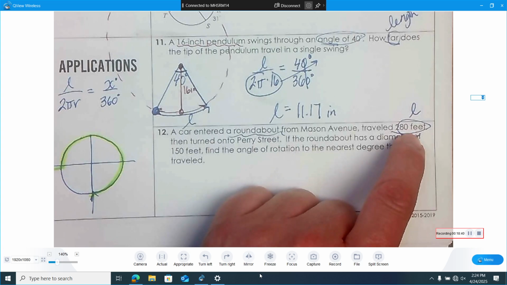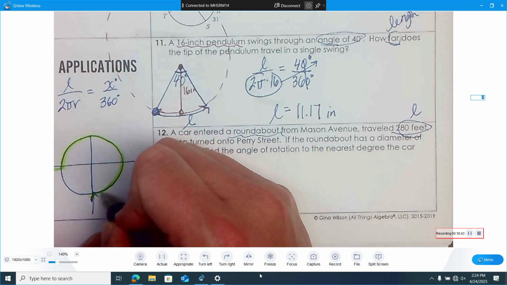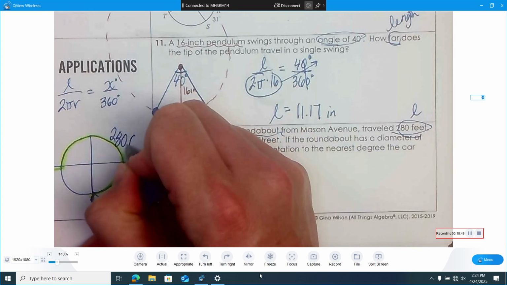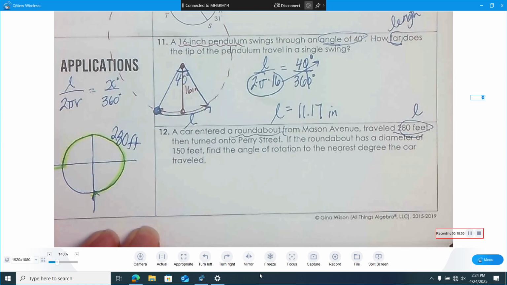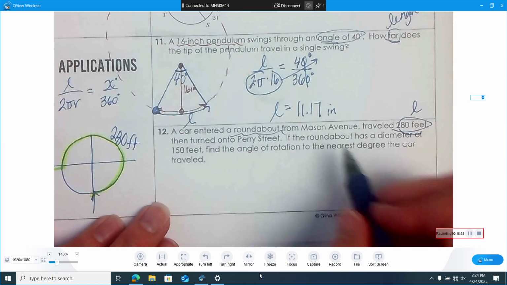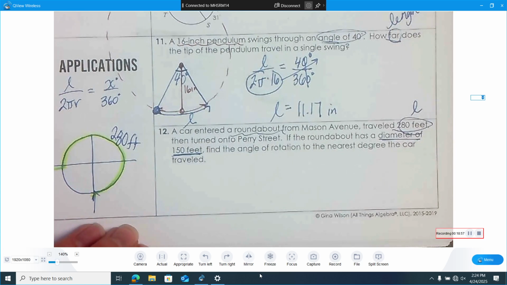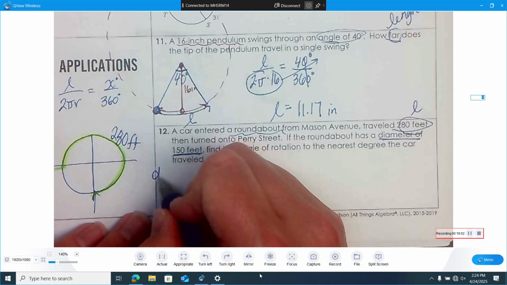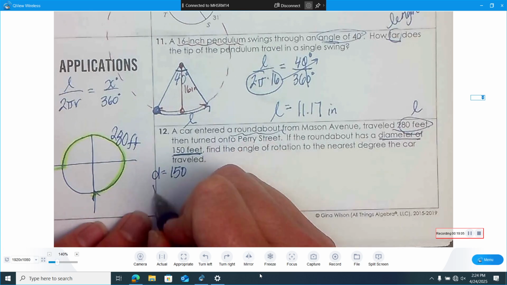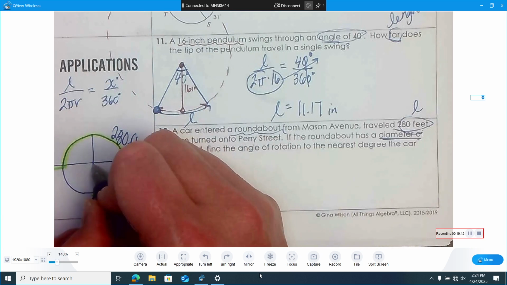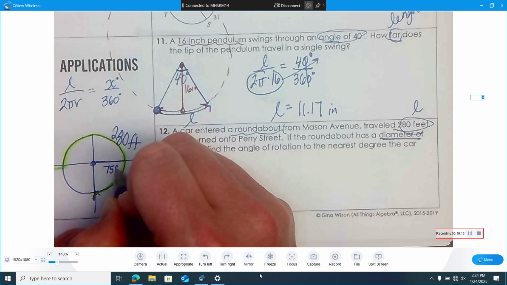This is the length of the arc. It's a measurement of feet, okay? And so they traveled all the way around on that circle 280 feet. And then it says the roundabout has a diameter of 150 feet. What's that tell us? It does tell us the diameter. Yes, it does. The diameter is 150 feet. What's the radius? Split it in half, so we get 75. All right. So our radius is 75 feet.